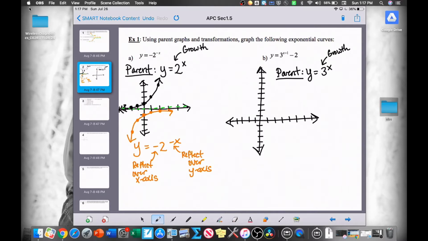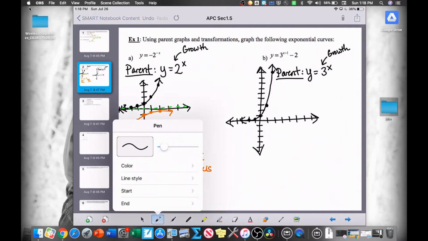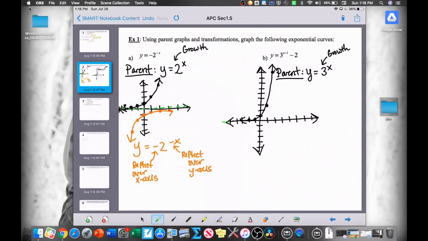So I do the same thing. I start plugging in x values. When x is negative 2, y would be 1/9. When x is negative 1, y would be 1/3. When x is 0, y would be 1. When x is 1, y would be 3. And when x is 2, y would be 9. 3 squared is 9. So here's my parent graph for letter B. Again, my horizontal asymptote is right here at y equals 0.